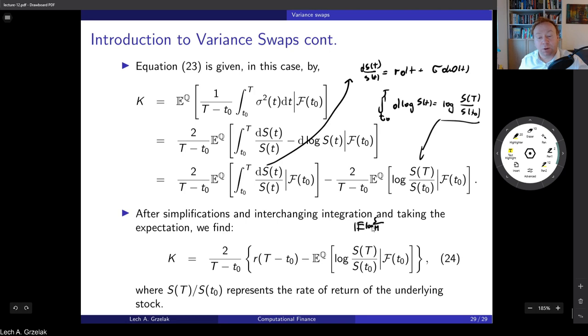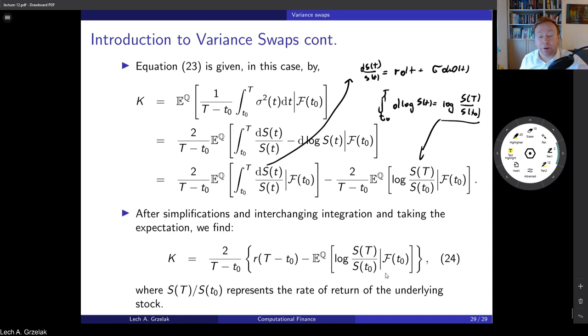However, in order to price this expectation, if we would like to evaluate it, we will need to perform some kind of Monte Carlo simulation, or also, if we know analytically the distribution of the stock, use that. Of course, in a Black-Scholes case, we know it, so we can simply substitute. And that gives us the fair value of the variance swap.